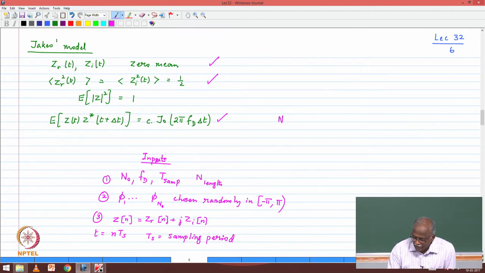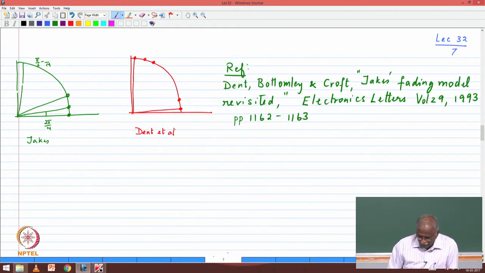Typically, we take n naught greater than or equal to 15. That is more than sufficient to get the correct statistical behavior, but you can choose a larger value, because a larger value gives you a better approximation of the trapezoidal approximation. So, phi 1 to phi n naught are chosen randomly, and this is the waveform that is obtained.